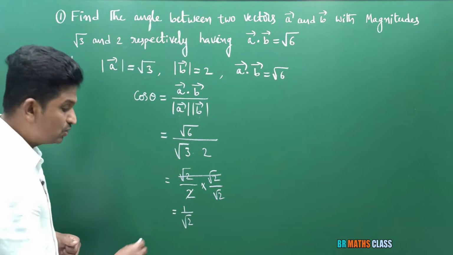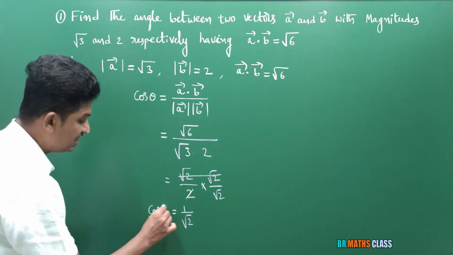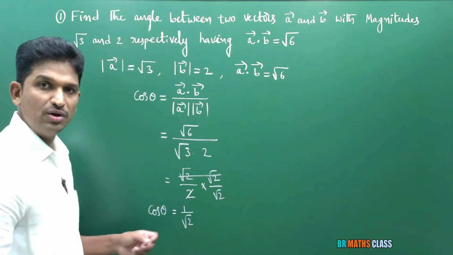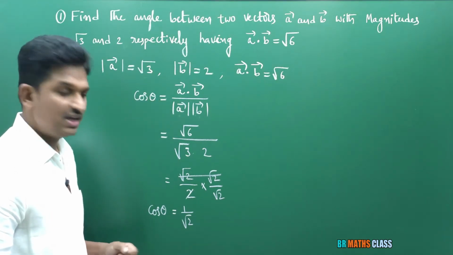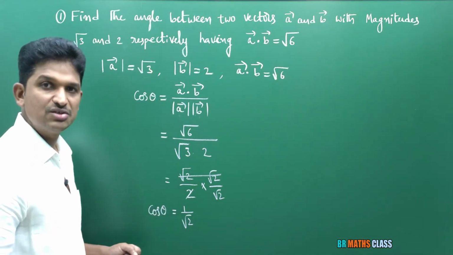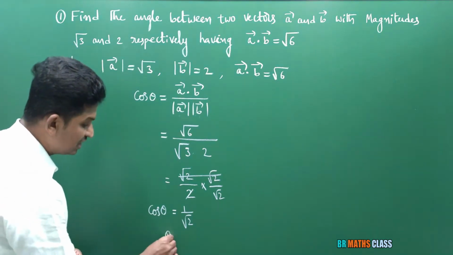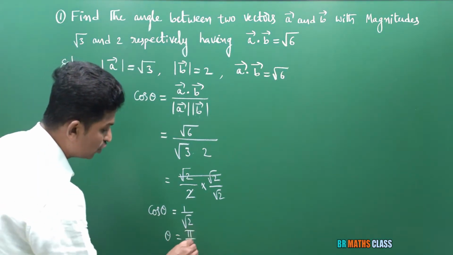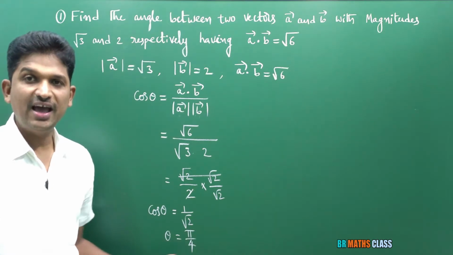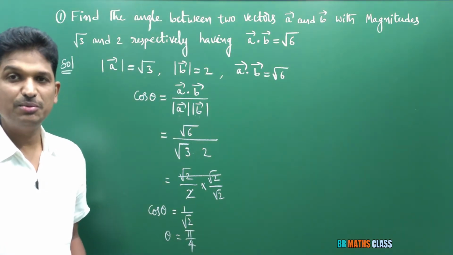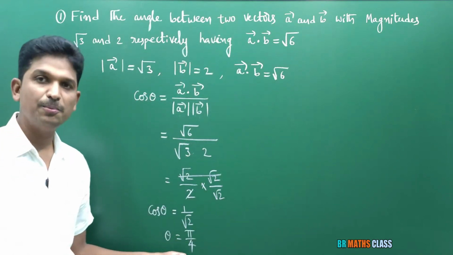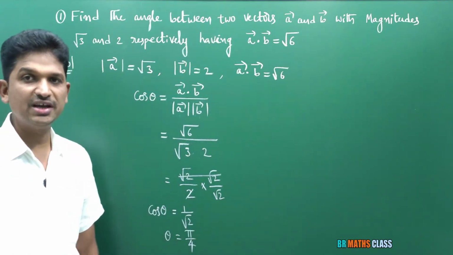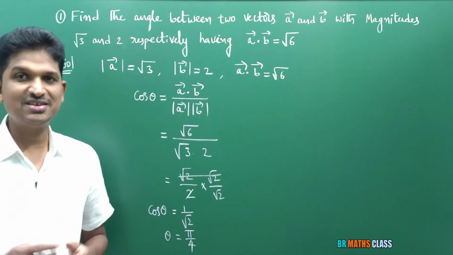What is this 1 by √2? We got that cos theta is 1 by √2. We know in this formula theta is angle between the vectors. From trigonometry, we learned this. When cos theta is 1 by √2, what is theta value? Theta value is pi by 4. So, I calculated angle between the vectors A bar, B bar. The angle between the vectors A bar, B bar is pi by 4. It means 45 degrees. I hope you understand this.